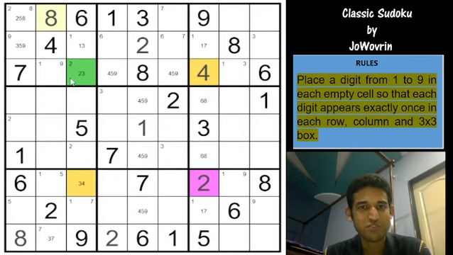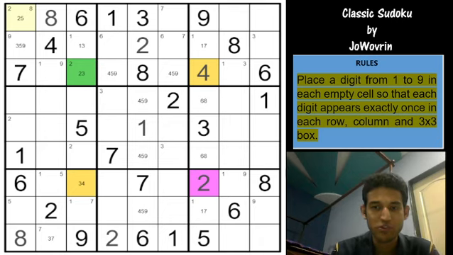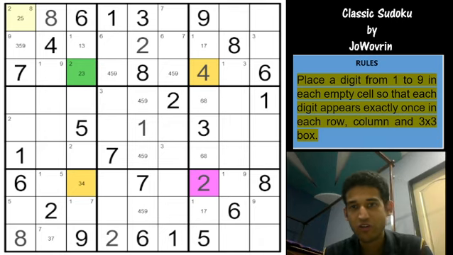Awesome guys, awesome Sudoku, really. JoWovrin, hats off, really beautiful Sudoku. If I had not noticed that the 1 could be removed from this cell, this Y-wing could never have been spotted. Awesome Sudoku. I'm really enjoying doing such Sudokus during a live solve. It's superb because it gives a great sense of satisfaction to find them during solving.